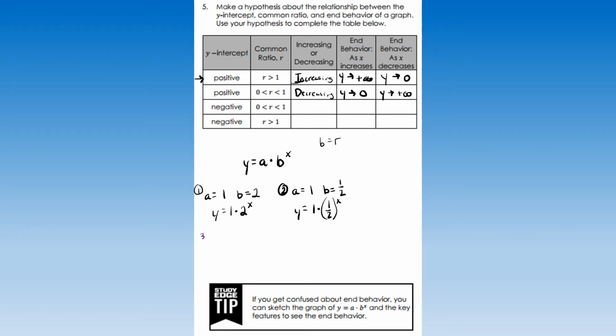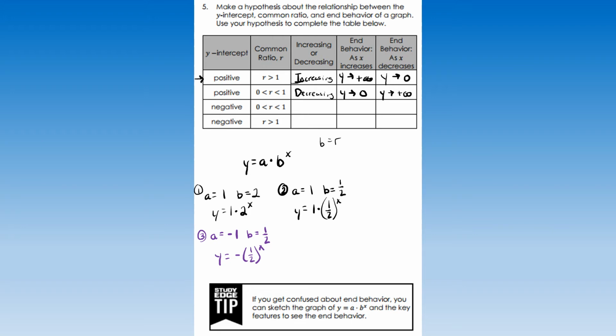Let's take a look at the third possibility. A is a negative number, so that's saying where a was, in this case, -1. And b, my common ratio, is between 0 and 1, so b is going to be 1/2. So that was the graph that said y equals -1/2 to the x power. And what was that graph behaving like? Right? That was the fourth one that we did. So y is -1/2 to the x power.